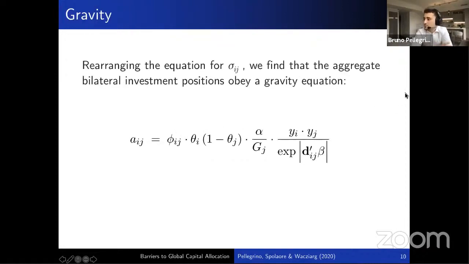Now, we can also rearrange the previous equation for sigma to obtain the bilateral investment positions. So AIJ here is the I assets owned by investors in country J. So this is in levels, and we find that they obey a gravity equation, where the asset position is proportional to both the GDP of country I and country J, and it's inversely proportional to this multidimensional distance metric.